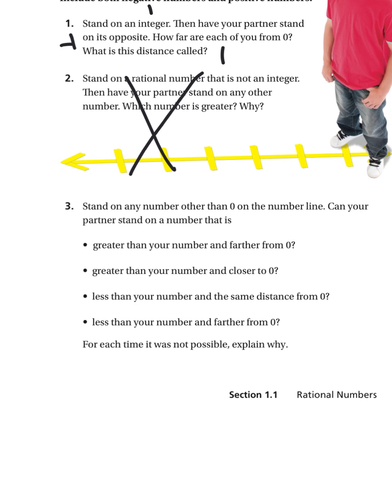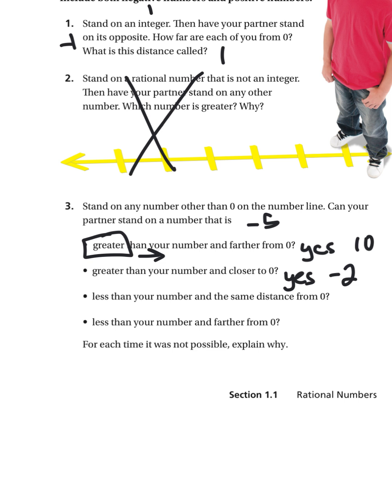Okay, so say we were standing on any number other than 0. Let's pick negative 5. Can your partner stand on a number that is greater than your number and farther from 0? Yes, they could stand on, say, 10. 10 is greater than negative 5 and farther from 0. Okay, greater than your number and closer to 0? Yes. Negative 2, negative 1, negative 3, all of those are greater than negative 5. They are further right. That's a good thing to note here. Greater is going to be anything further right.